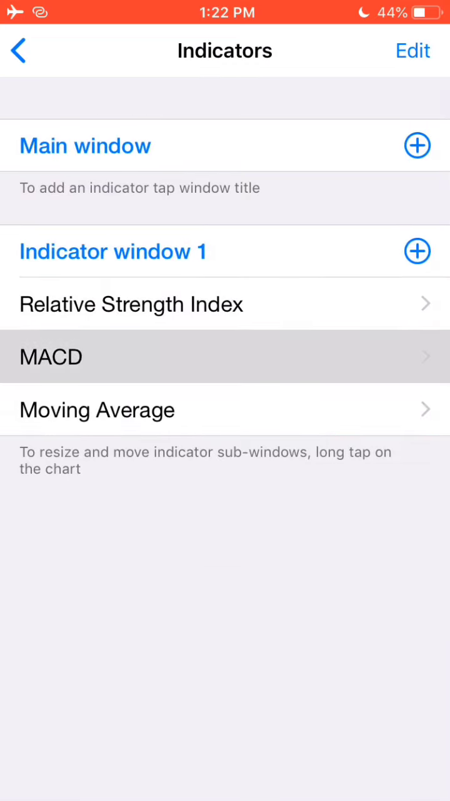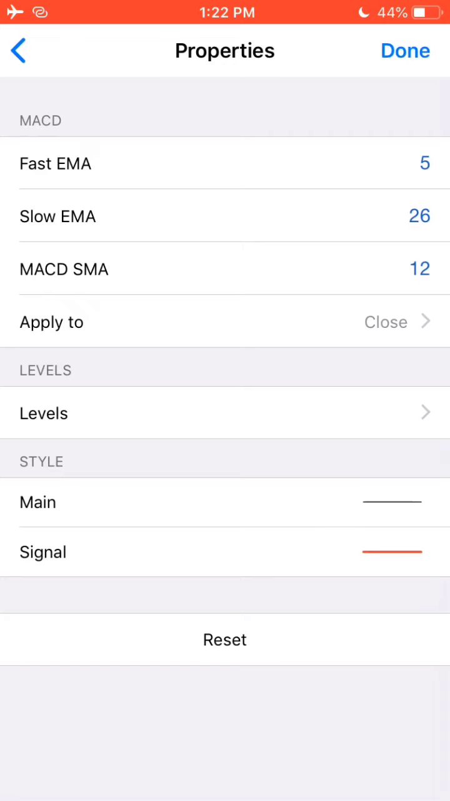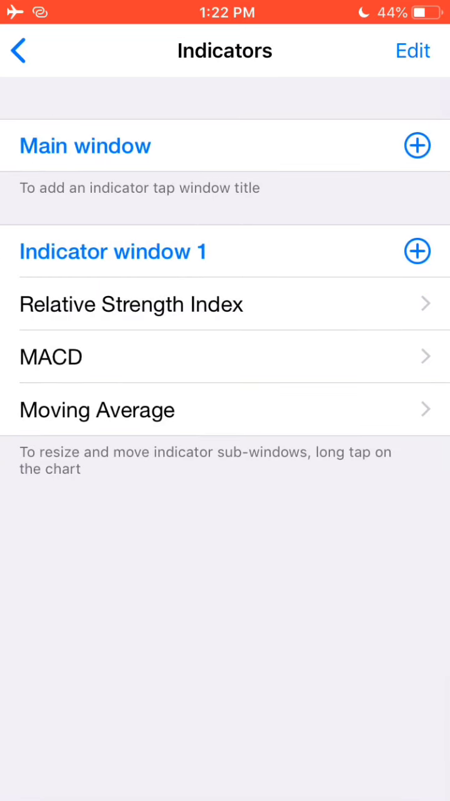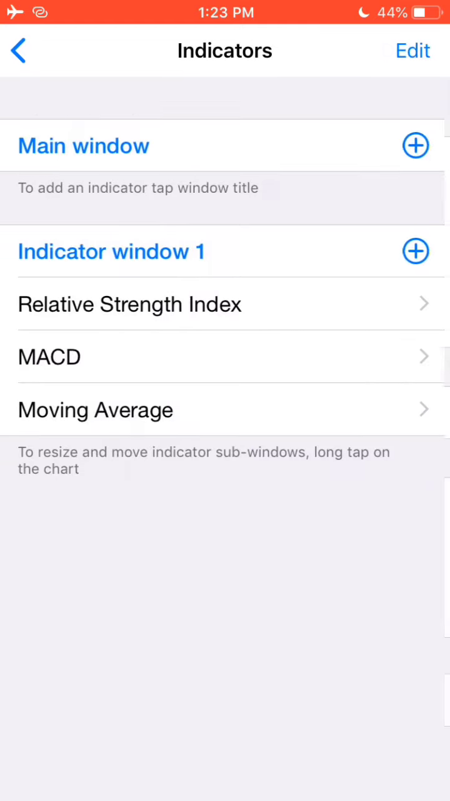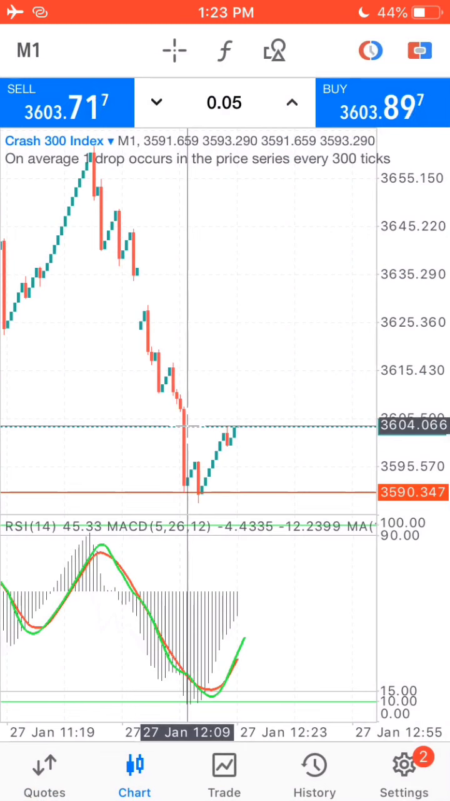So after that, you click on the MACD. You can screenshot this: the fast EMA 5, slow EMA 26, MACD SMA 12, apply to close, no levels. You can use any color as far as you know what you're using them for. When you're done, click on done. The moving average being the last, the period is 10, shift is 2, method is linear weighted, apply to previous indicator data, no levels. You can use any style and any color you want to. After that you're done, you click on done, go wait for your spike, or you wait to scalp.